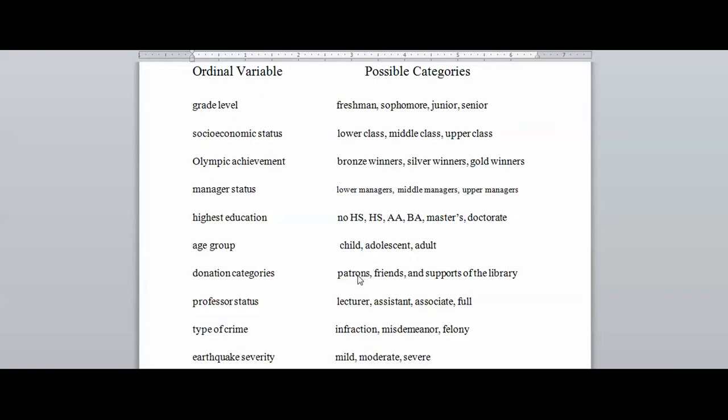What's another example? These are donation categories. Sometimes when people are donating, they'll put people into categories where the people who donated the lowest amount will be in one group, and the people who donated more will be in a higher group, and people who donated even more will be in an even higher group. So maybe a library will say that anyone who donated less than $100 is a patron. Anyone who donated between 100 and 200 is a friend of the library, and anyone who donated more than 200 is a supporter of the library.